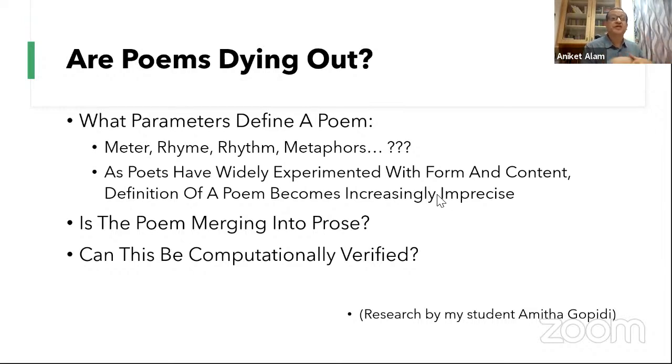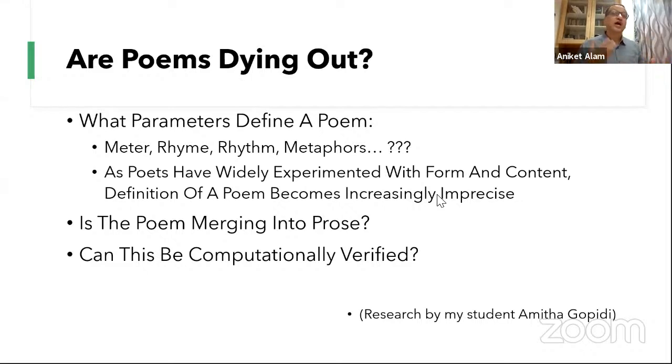Is the meter important? If a piece of text doesn't have a meter to structure it, is it still a poem? Are rhymes important? What about a rhythm and metaphors? You know, what form of experimentation is allowed? What is now not allowed? And when we started looking at this, can we verify this computationally, looking at poems and prose? What is happening to these two? So the question, is the poem merging into the prose, actually came much later. Here it's on the same slide. It came towards the end when we saw our results.